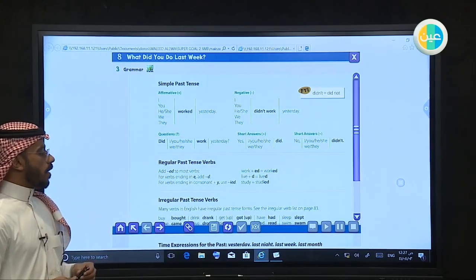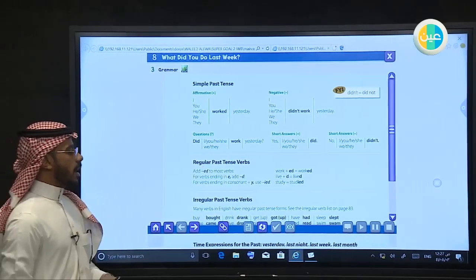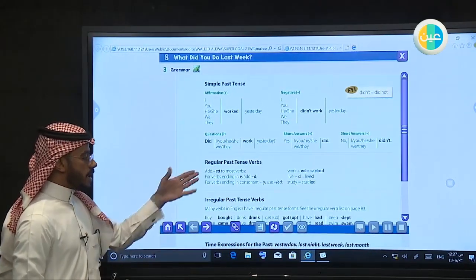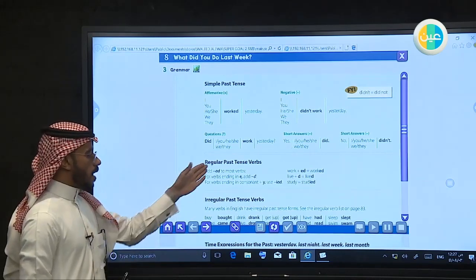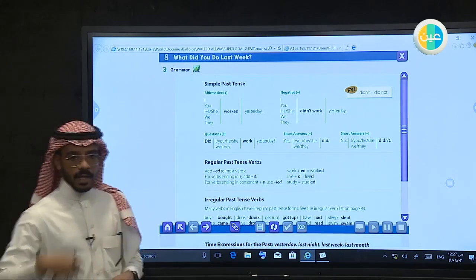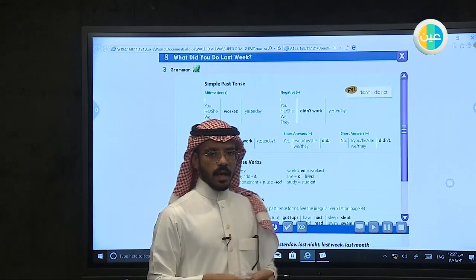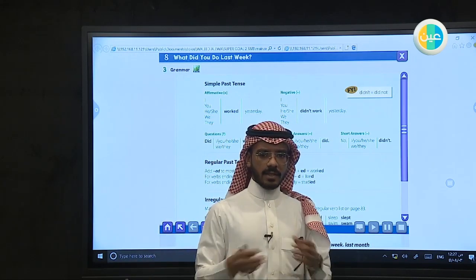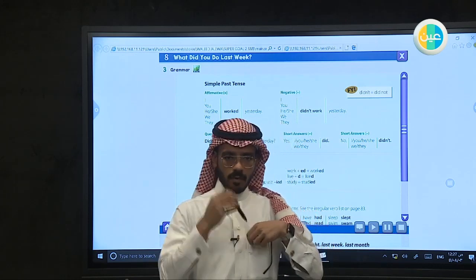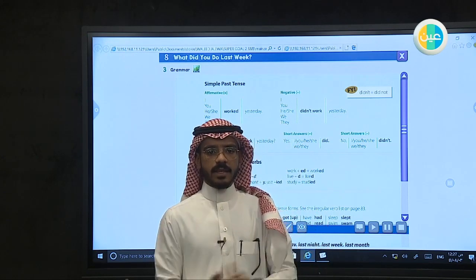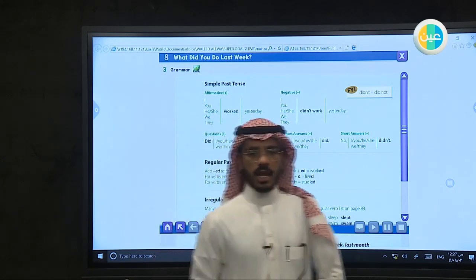أتمنى أن يكون هذا واضح. Don't forget regular verbs and irregular verbs. And we will talk about this later in writing في صفحة 71 or form and function في صفحة 71. We will talk about this later. That's enough. Thank you very much and see you inshallah next time.